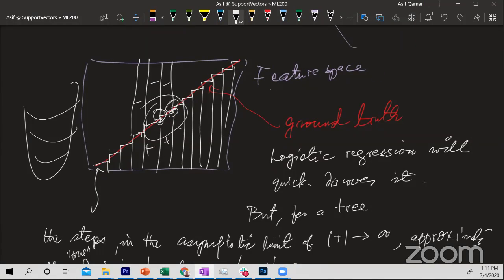Asif? Yes, go ahead, Madhav. Is it fair to say that if we see a data set that is locally slanted somewhere, and elsewhere has a straight decision boundary, here you can apply logistic, there you can apply decision tree? Yeah, that is called piecewise. You do that quite often. You apply one algorithm in one region of the feature space, another algorithm in another region of the feature space.